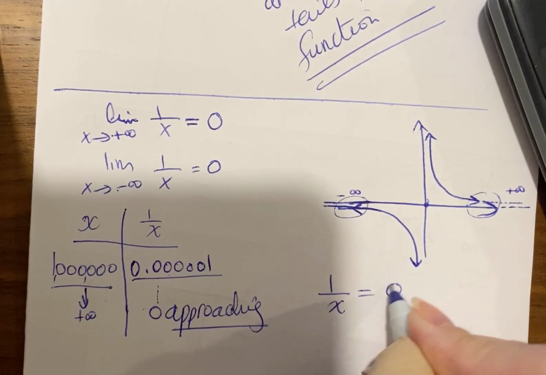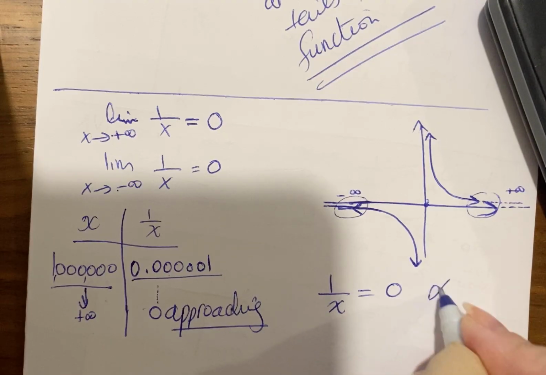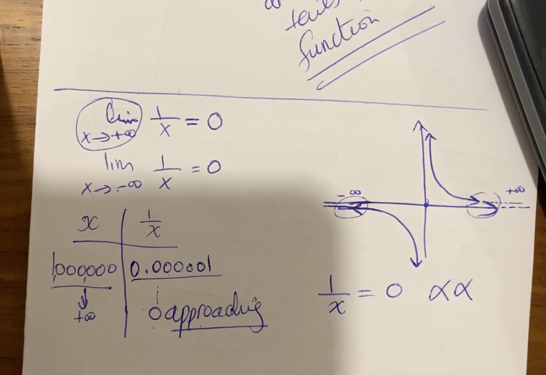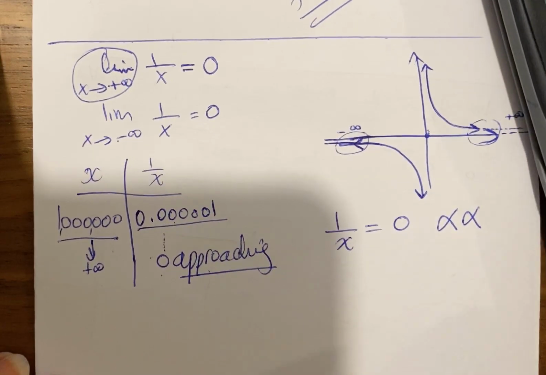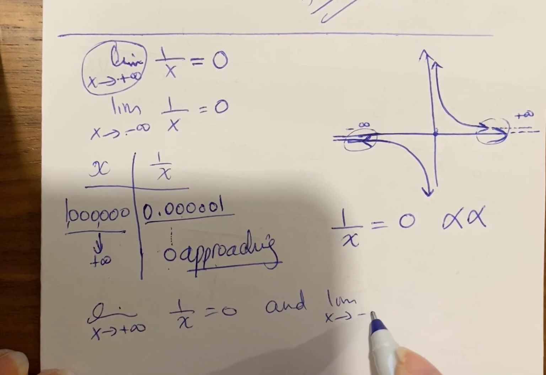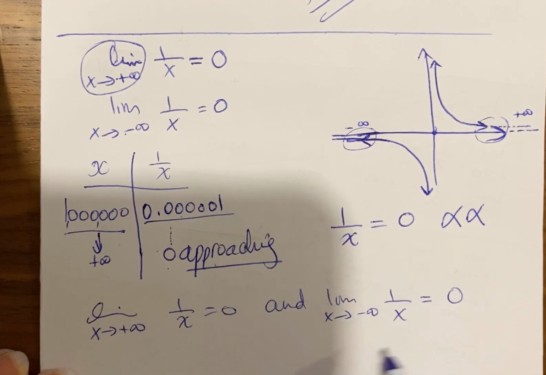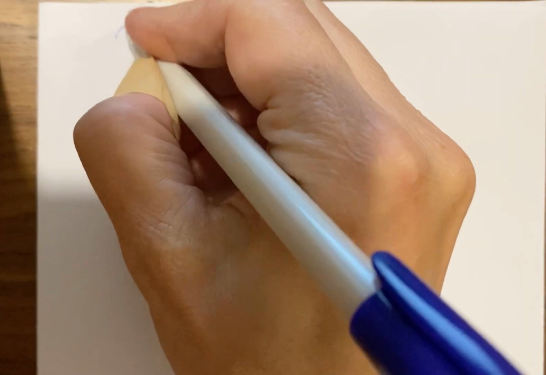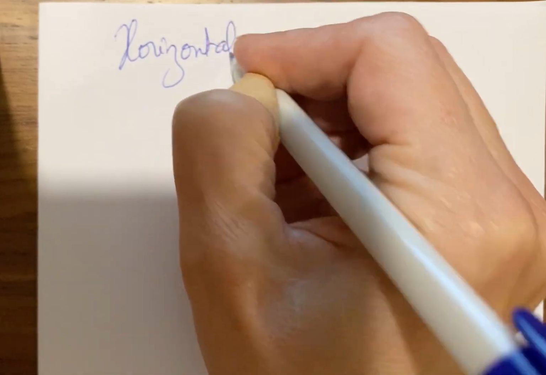Try to solve 1 over x equal to 0. It can never be solved. But because we are studying limits, this is okay, because we are becoming almost 0. We're not exactly 0. These are very important. When you remember that the limit as x approaches plus infinity of 1 over x is 0, and the limit as x approaches minus infinity of 1 over x is 0, this helps us a lot in a lot of things. The first thing it helps us in is finding or defining a new term, which is horizontal asymptote.